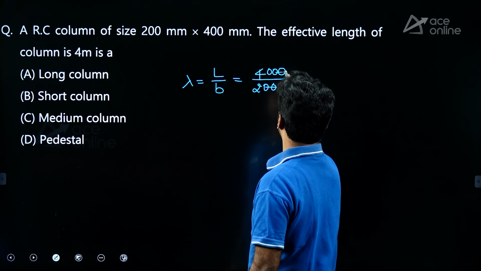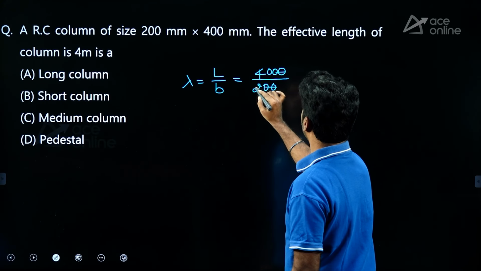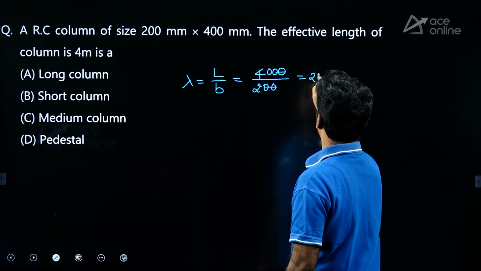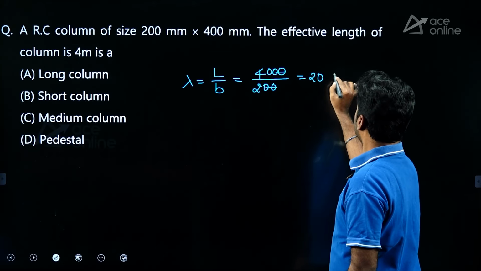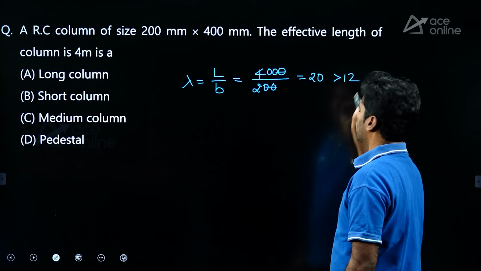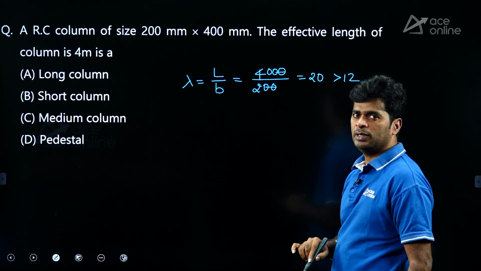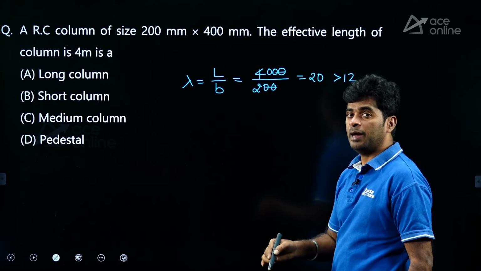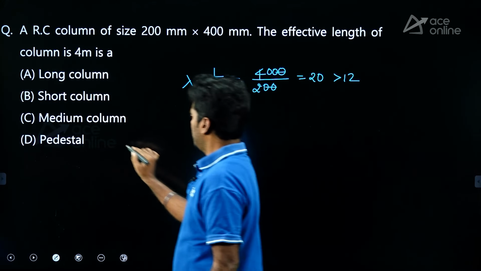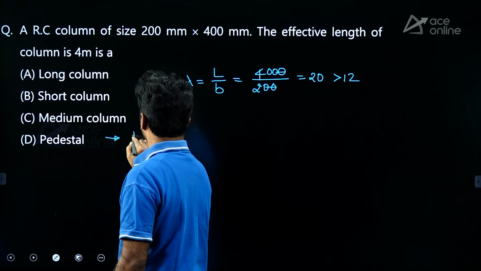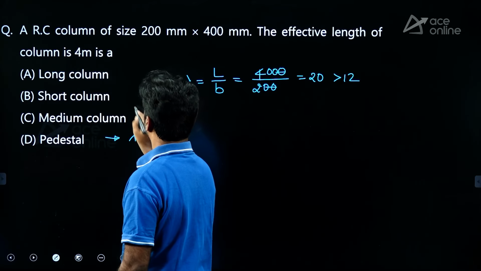So simplify, the two zeros cancel, 2 ones are 2, 2 tens are 20. So the lambda value we are getting is 20. If lambda is greater than 12, then it is a long column. If lambda is less than 12, then it is a short column. If lambda is less than or equal to 3, then it is a pedestal. Okay? Pedestal, lambda less than or equal to 3.